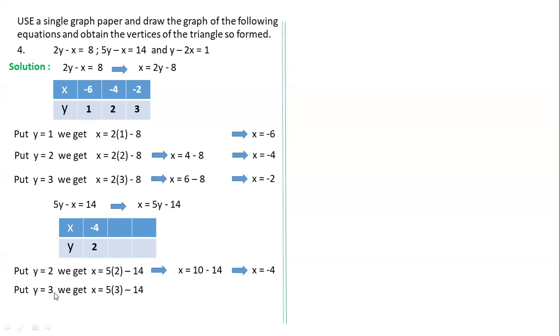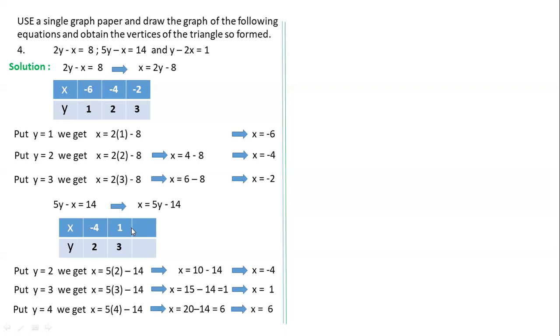Now let's take y is equal to 3. So we get x is equal to 5 into 3 minus 14. So that is 15 minus 14, that is 1. So what is the value of x? X is equal to 1. Put the value, x is 1, y is 3. Y is 4. 5 fours are 20. 20 minus 14 is 6. So x is equal to 6. So put here x is equal to 6, y is 4.